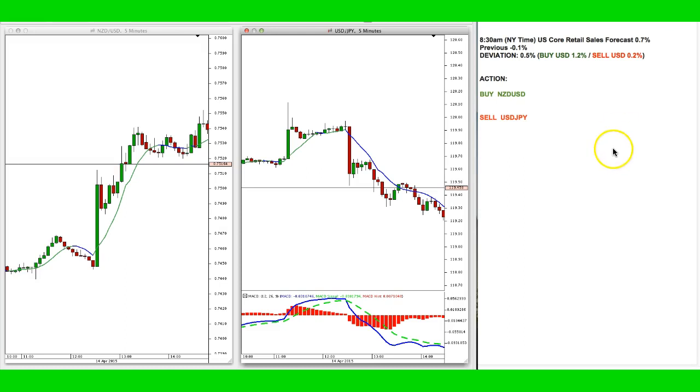But when a news event comes out, I normally wait 5 minutes, and this is the New Zealand dollar, USD yen, and those are the two recommended pairs to trade the news event. So when the numbers came out, this was 8:30, and this is the news event right here. This is the initial reaction on New Zealand dollar, and this is the initial reaction on USD yen.